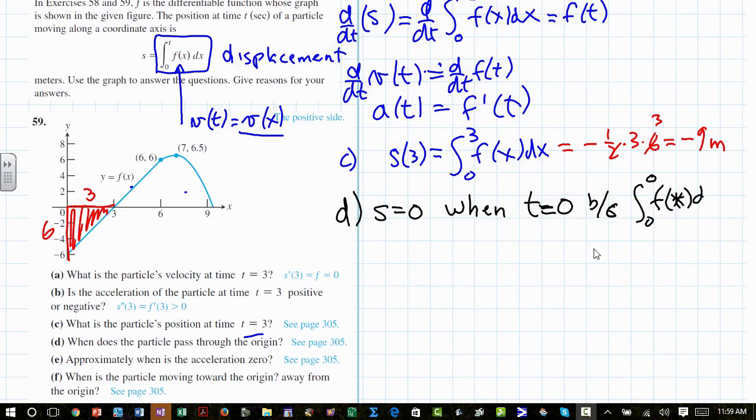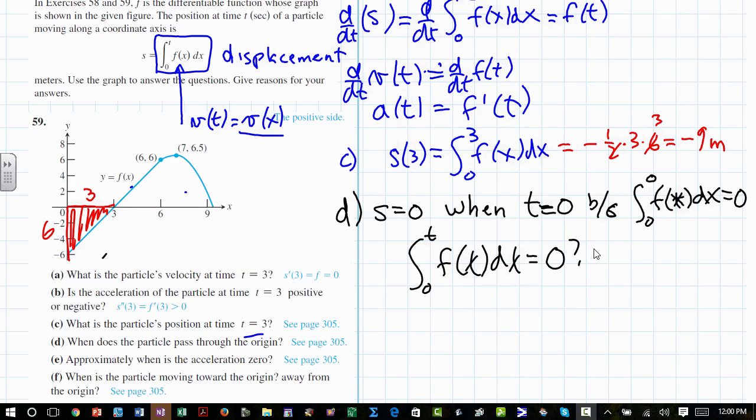Okay. So let's start off with the fact that we know that this particle is at 0. Its value is 0 when t is 0, because the integral from 0 to 0 is always 0. The integral from a to a is always 0. So the next question would be, when are there other times that the integral from 0 to t of f of x dx is equal to 0?